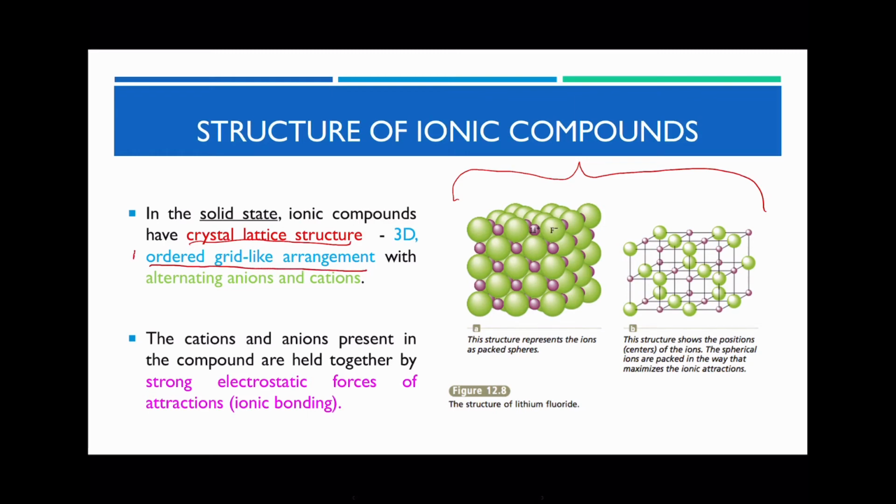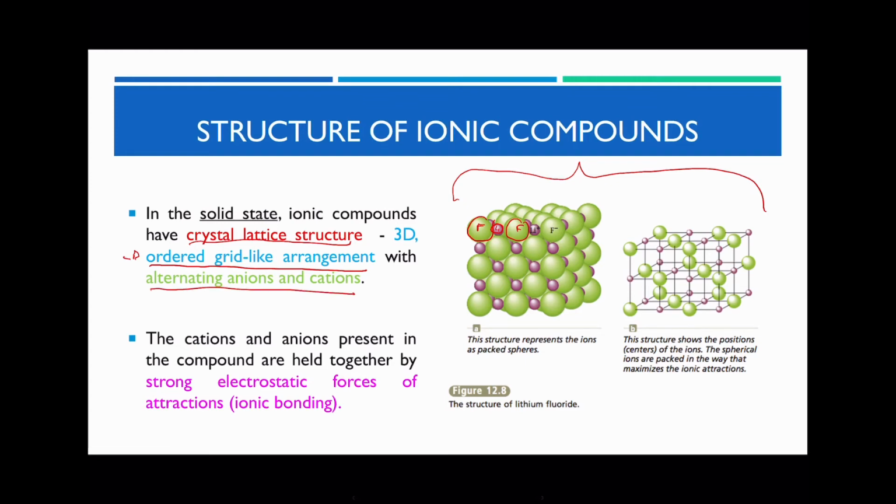The reason why I said it's ordered is because, as you can see by the diagram on the right hand side, it is highly structured. It is in this nice, organized arrangement. So they have this fluorine atom over here, followed by another lithium, followed by another fluorine. They have this nice, neat structured order to it. That's why I've said it's ordered. And they have alternating anions and cations, as you can see as well.